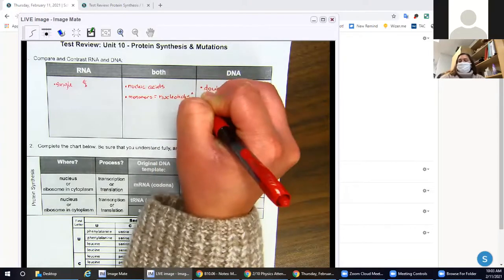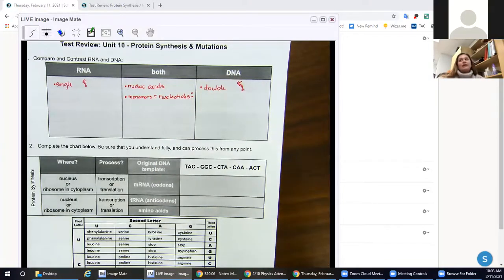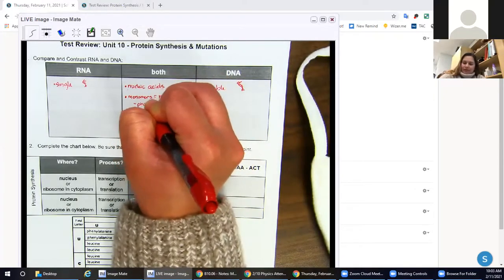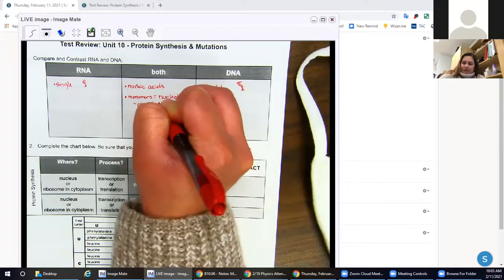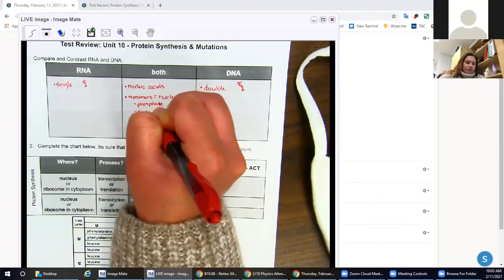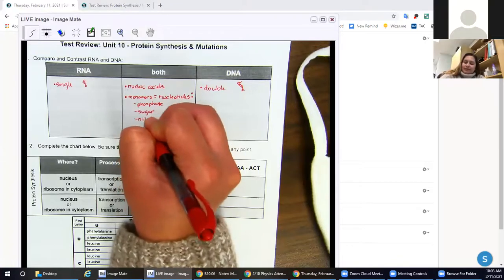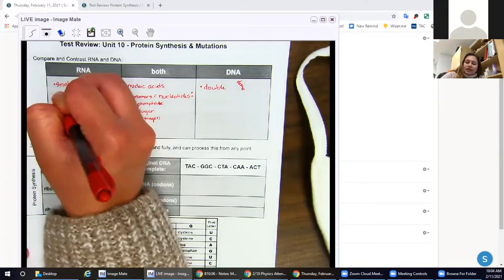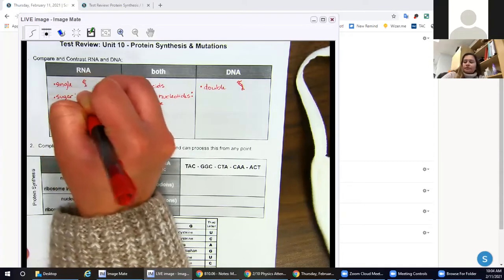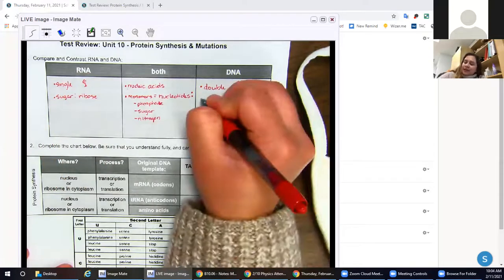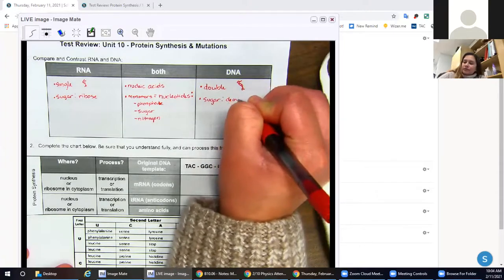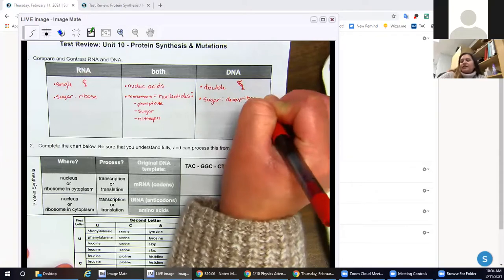And the nucleotides are all going to be composed of the same parts: a phosphate, a sugar, and a nitrogen base. However, the sugars are going to be different for an RNA and a DNA molecule. For RNA, the sugar is going to be a ribose. For DNA, the sugar is going to be a deoxyribose. And that's kind of how they get their names.